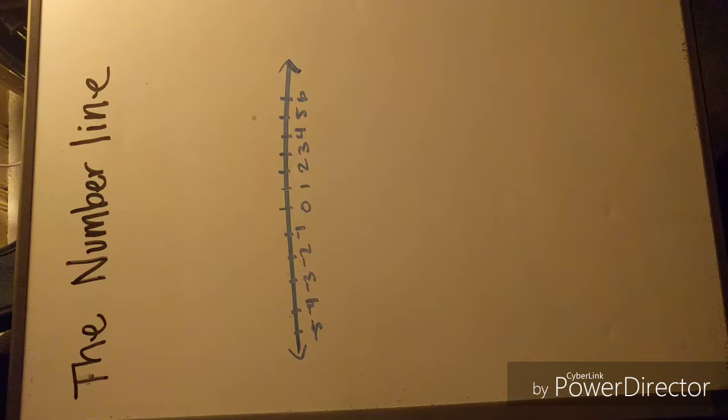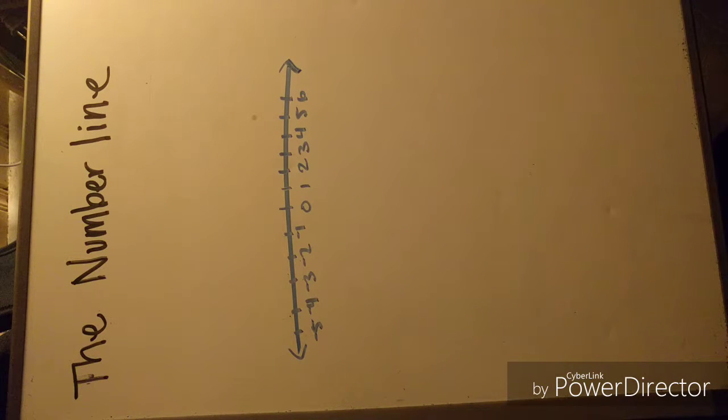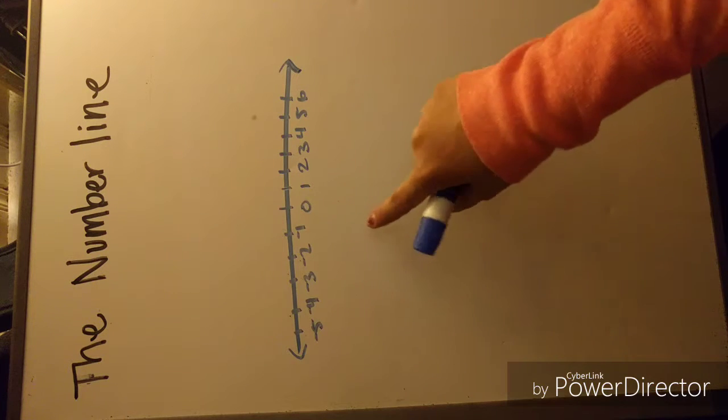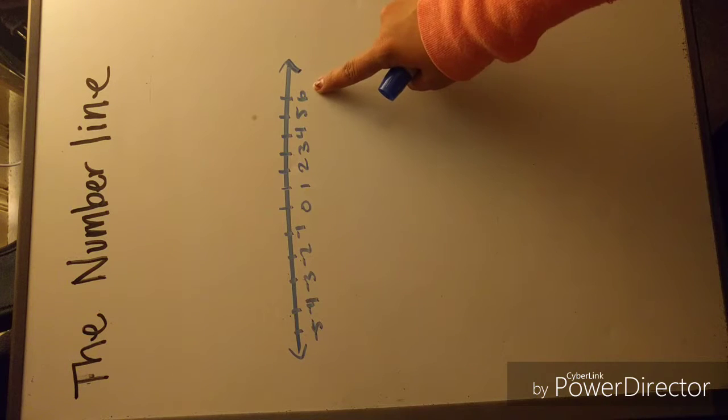Hello, today we are going to be talking about the number line. And the number line helps us visualize whole numbers. Whole numbers go from negative infinity all the way to positive infinity. And I have labeled some points here. So I've labeled 1, 2, 3, 4, 5, 6.